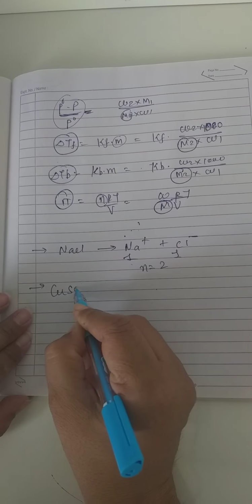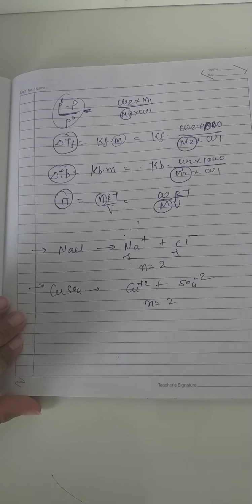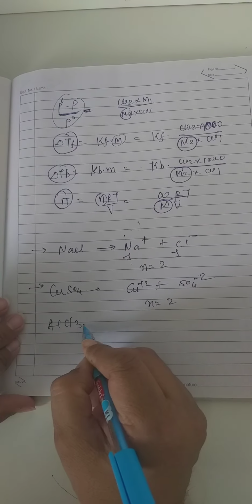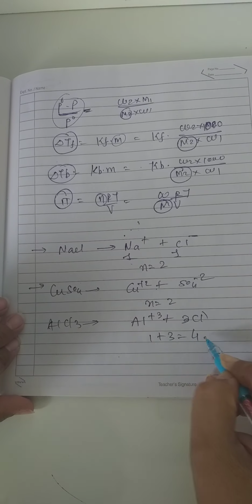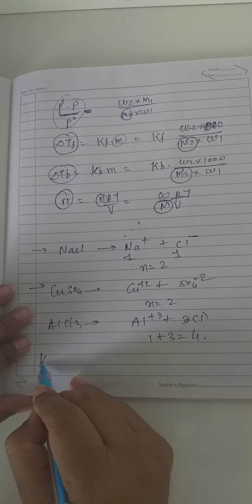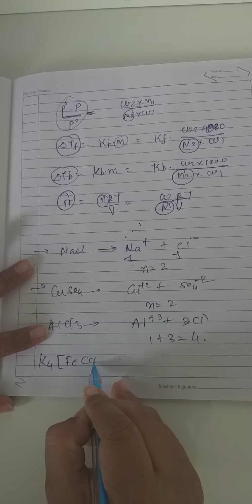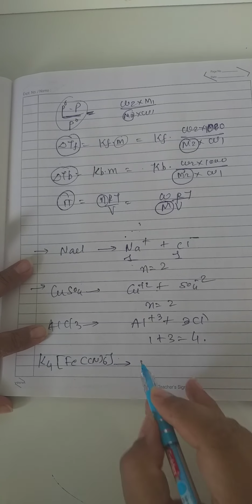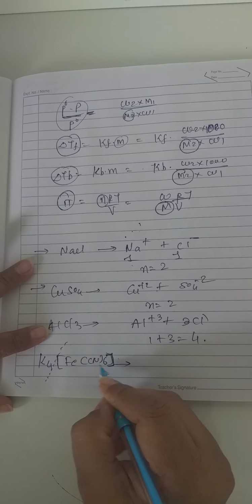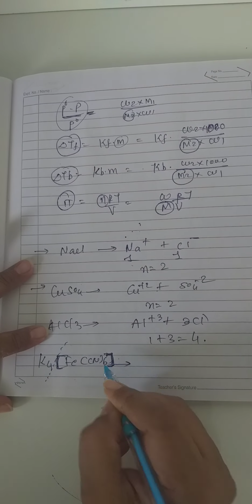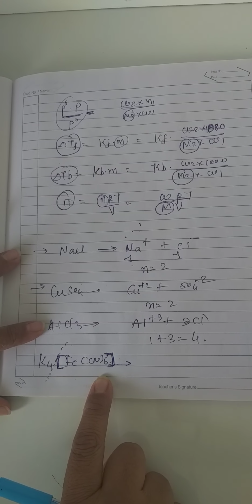Suppose we write CuSO4: Cu2+ plus SO4 2-, so we have 2. AlCl3 we take: Al3+ plus 3Cl-, so 1 plus 3, that is 4. So we can say the van't Hoff factor is 4. Suppose we are taking this type of compound, it's a very important example: K4[Fe(CN)6], potassium ferrocyanide. When we do the ionization, this is called a coordination compound, and I explained it in 11th class also. In a coordination compound, this entity will not be ionized in the solution. This will remain as it is.